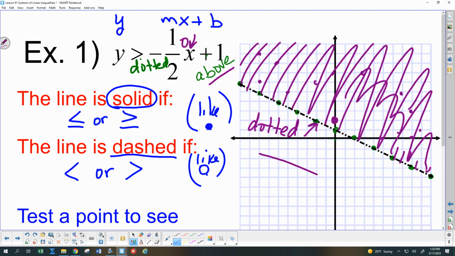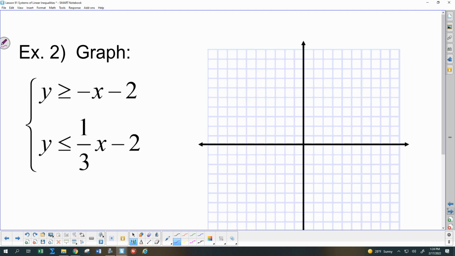I don't want to see a solid line and then dots along it, because I'm going to think those were the points you came up with just as you were figuring out, counting with the slope, rise and run, where to put your dots to line up your ruler. So either clearly dotted or label it with the word. Good with that? All right, now let's move on to ones that have two inequalities.